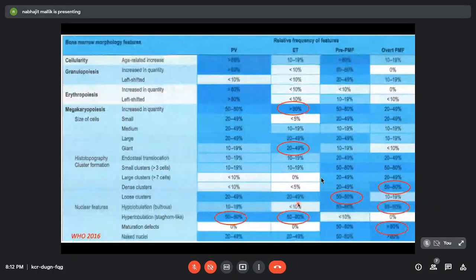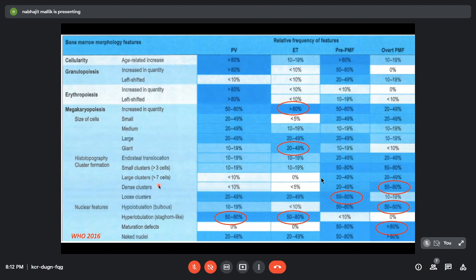Now, this is a table from WHO which explains to us why megakaryocyte morphology is so important in the myeloproliferative neoplasms. We can see that megakaryocytes are increased greatly in all of them, but it's really increased in ET or essential thrombocythemia. And we see that giant megakaryocytes are also found in most cases, but again, ET has more giant megakaryocytes than others. What about the histotopography and the cluster formation?